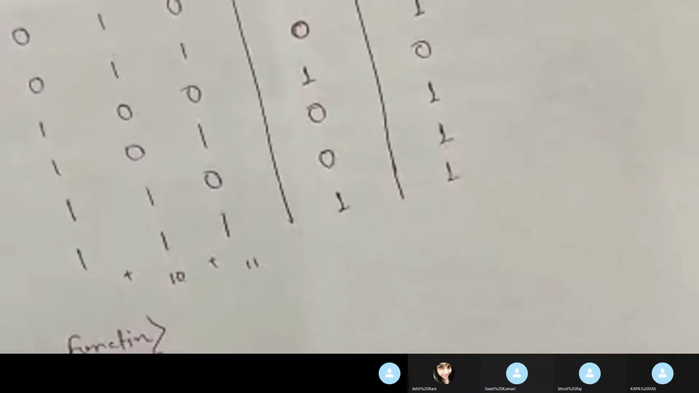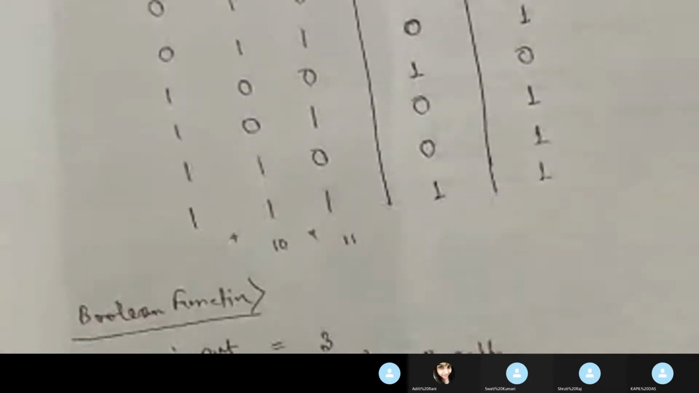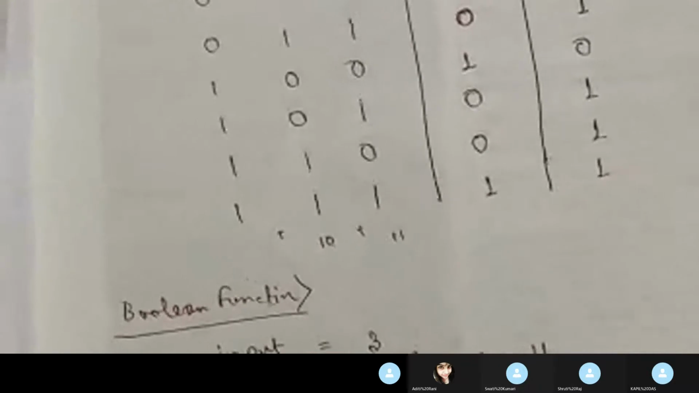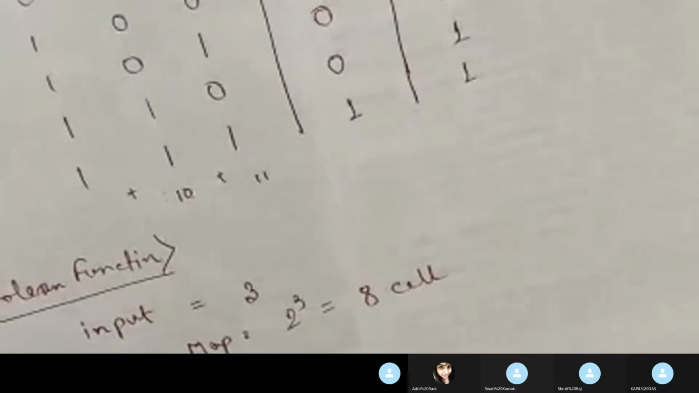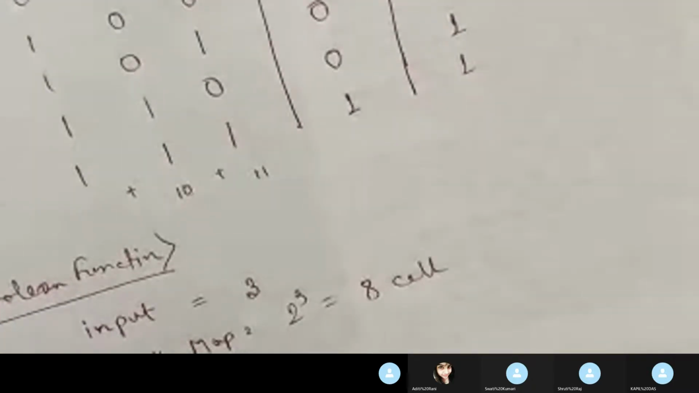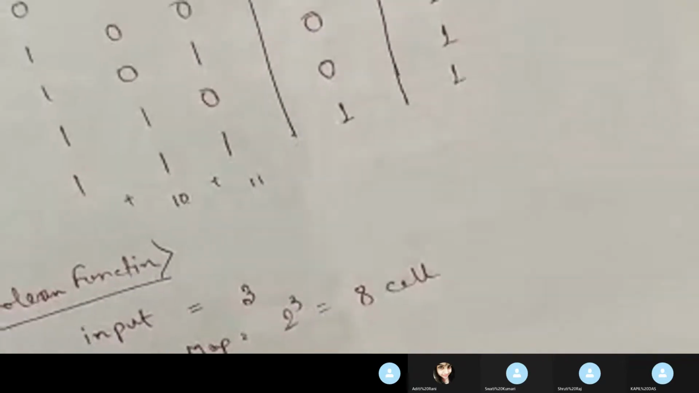So here it is 3 input. 3 input means, let us recapitulate once: input 3, hence it will be a K map of 2 to the power 3, means 8 cells. As it is a 3 input logic, the Karnaugh map will be of 8 cells. So how will it look? Let us design first for sum.